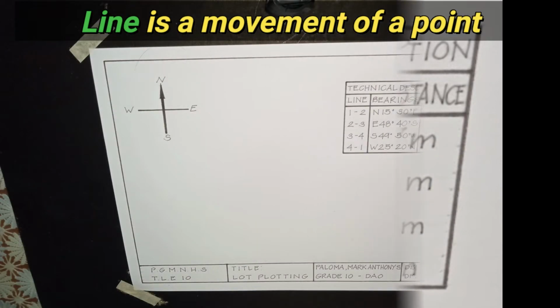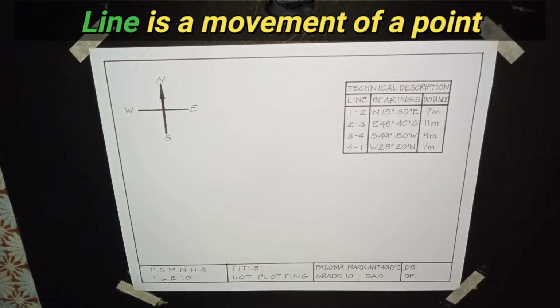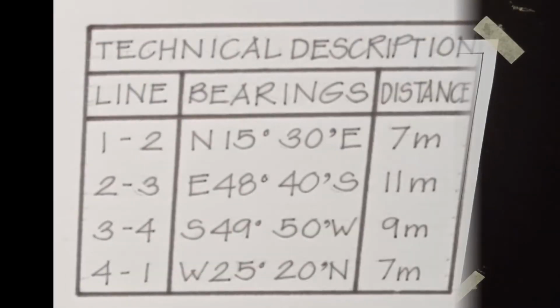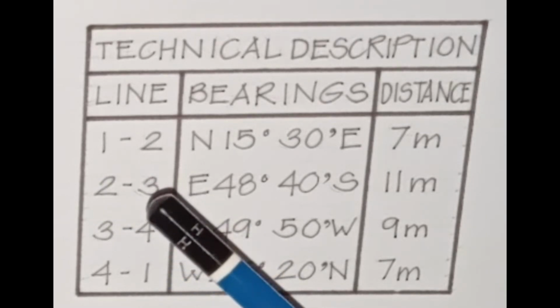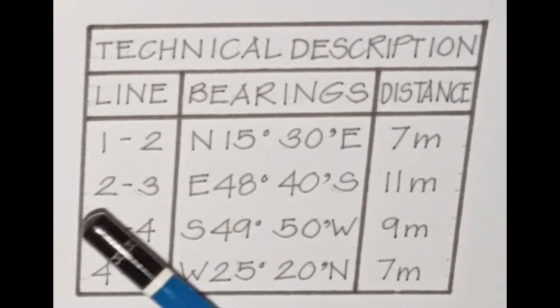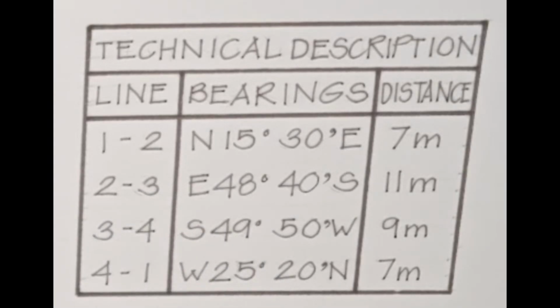In drawing, line is defined as movement of a point. So based on the example, we have point 1 to point 2, that's our first line, point 2 to point 3, our second line, point 3 to point 4, our third line, and point 4 to point 1, or the point of beginning, which is the last line.